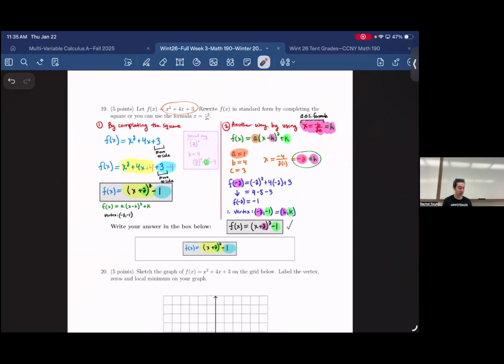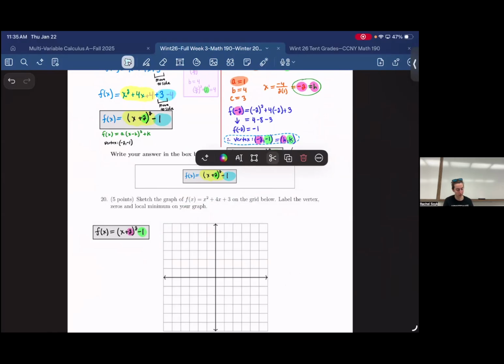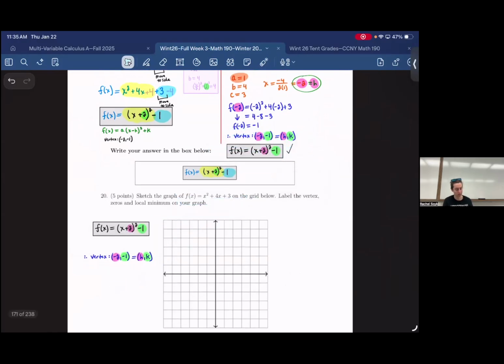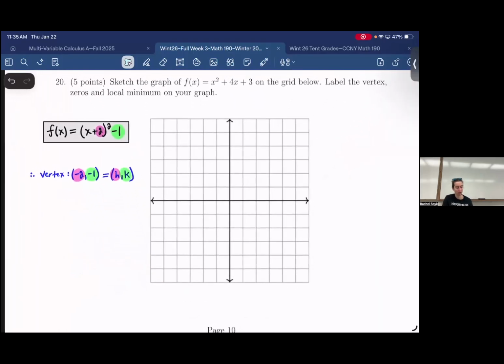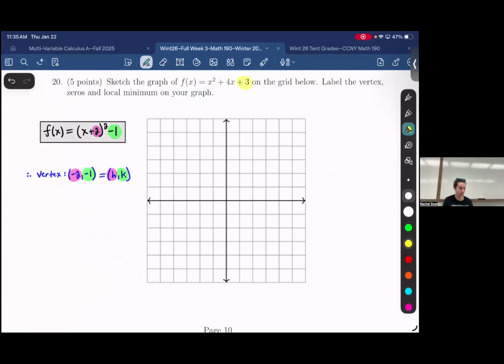And then last but not least, we're actually going to use that information to sketch this graph below. So I'm actually going to take this guy and bring it down. Take our vertex as well. Save some time. And then we can very easily identify our y-intercept because that's just our constant.